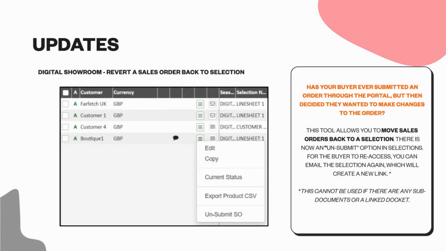And then if we move on to the next update we have, within the digital showroom module, once an order is submitted via the portal by one of your clients, if you do need to go back and revert that sales order submission, you now have the option to unsubmit sales orders back into a portal or selection for your buyer to go back into and then resubmit accordingly. Again, this can only be done if there are no sub-documents or linked dockets to the originally submitted sales order.